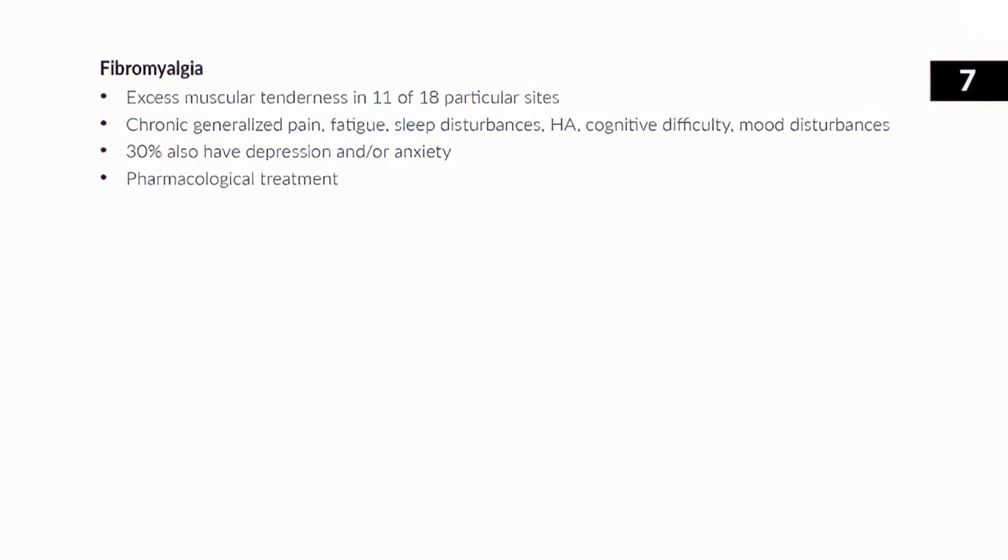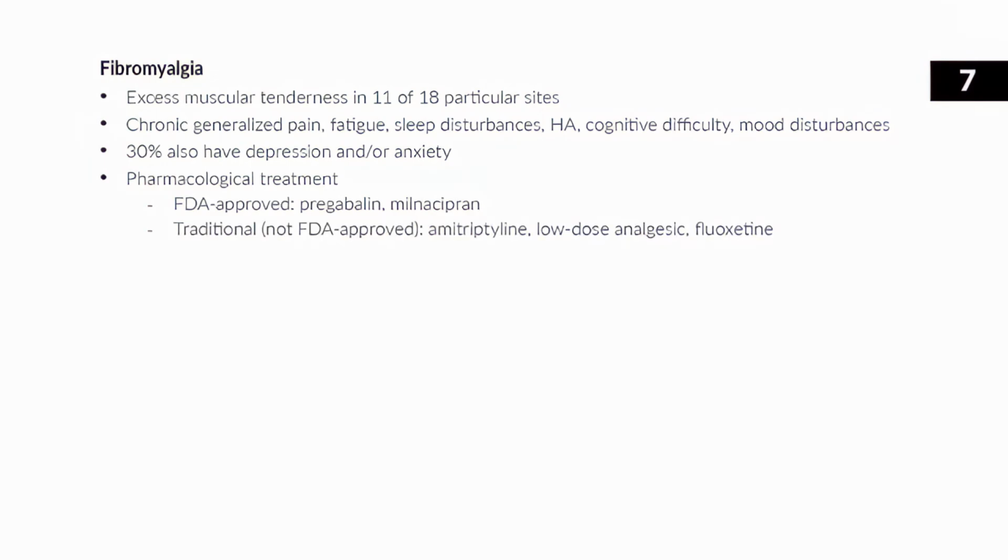Then for the pharmacological treatment of fibromyalgia, there are 2 drugs that the FDA has approved specifically for fibromyalgia. There's pregabalin, which is an anticonvulsant mainly used for neuropathic pain, and there's milnacipran, which is an SNRI, a serotonin norepinephrine reuptake inhibitor. But outside of the official FDA-approved treatments, some of the older treatments include amitriptyline, a tricyclic antidepressant, low-dose analgesics such as acetaminophen or NSAIDs, and fluoxetine or Prozac.